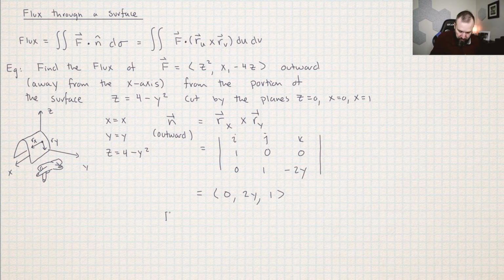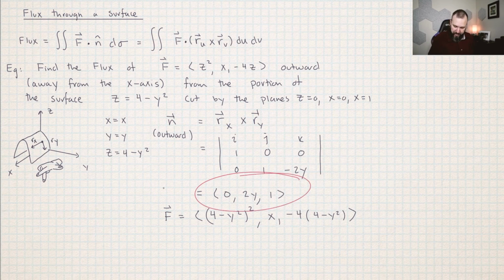The next thing we need to do is plug our parameterization into f. So it was z squared, and z is 4 minus y squared. So this is going to be 4 minus y squared, squared, because it's z squared, and then x is x, and then negative 4z. So that's going to be negative 4 times z, which is 4 minus y squared. Yay!